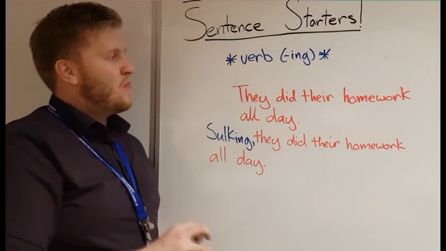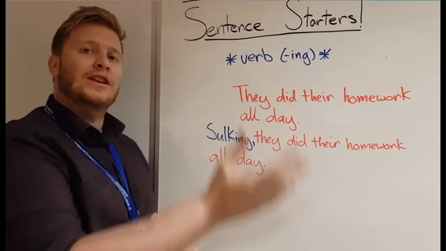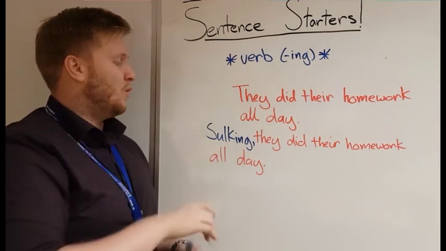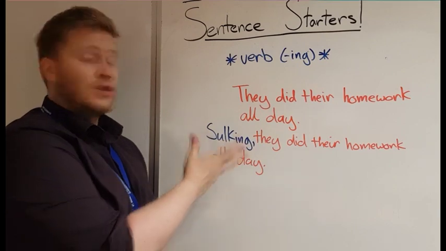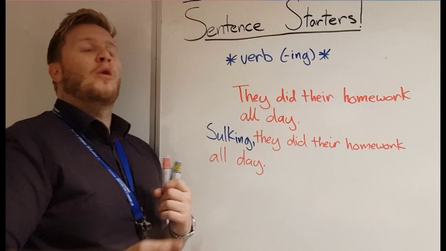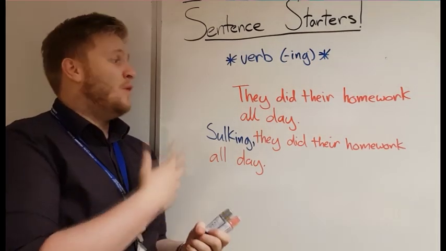So we've got a sentence here: they did their homework all day. All we need to do is add at the start of the sentence a verb that ends with ing, with our comma. Okay, so here we've got: sulking, they did their homework all day. And this can let us know a little bit more information about, again, what's happening in the main clause.